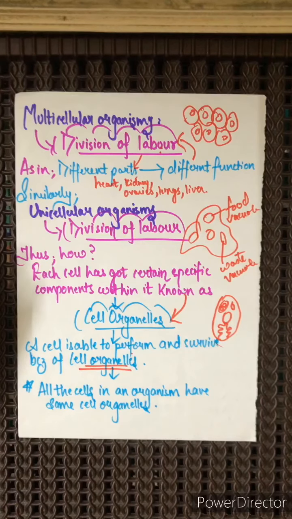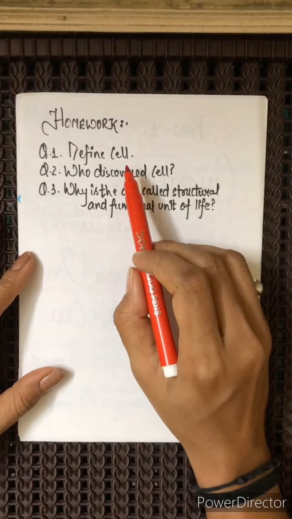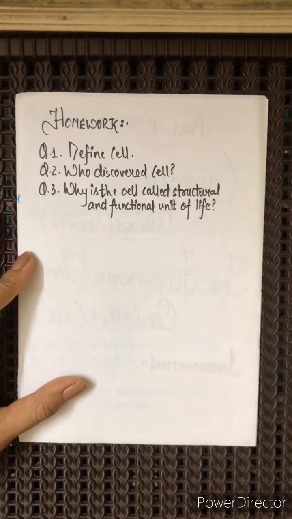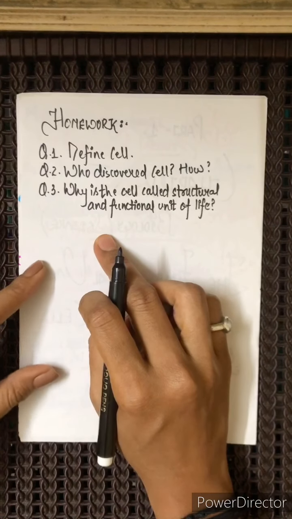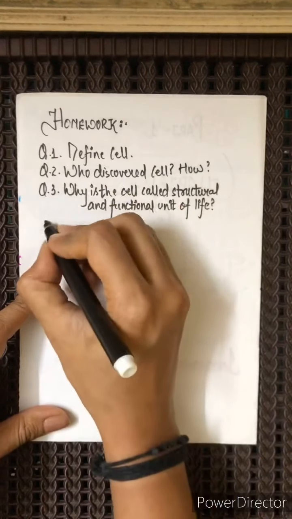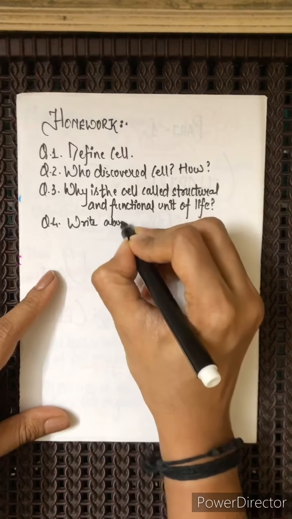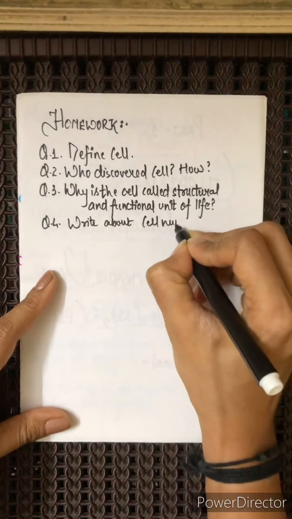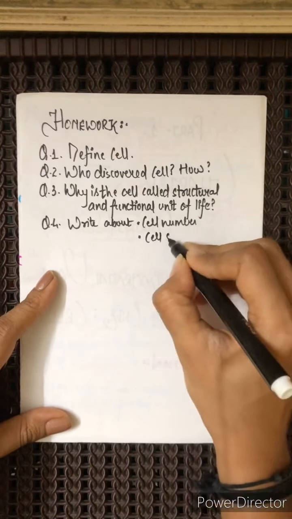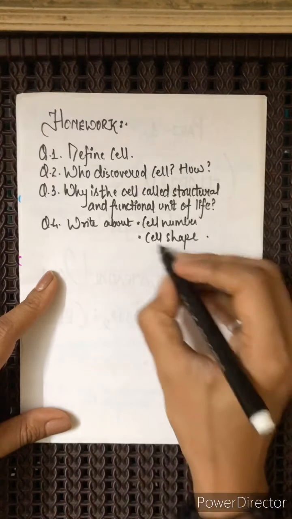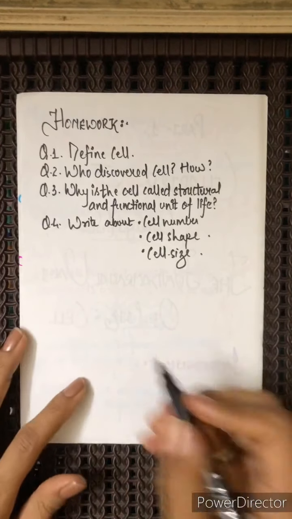Yes, so for now, what will be your homework? Define cell, who discovered the cell, and how. Why is the cell called the structural and functional unit of life? And the next one will be, write about cell number, cell shape, and cell size. Thank you.